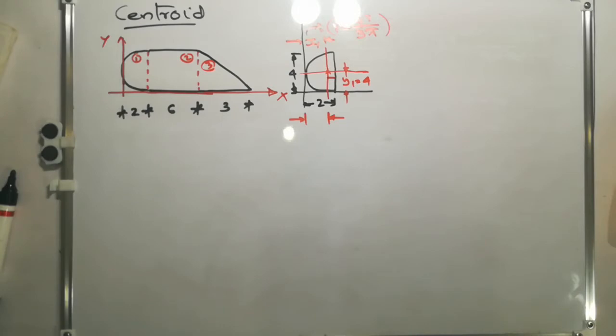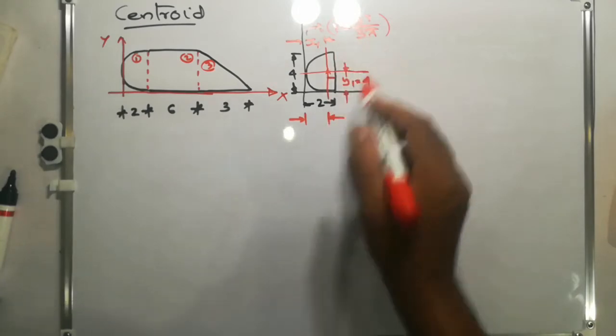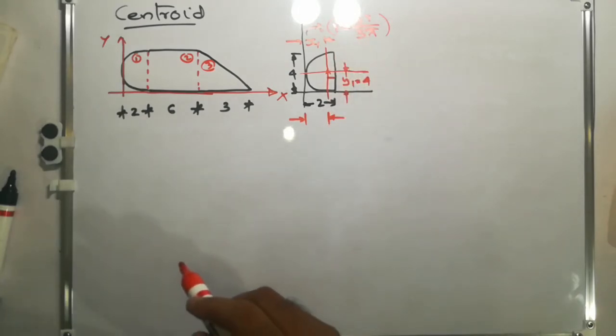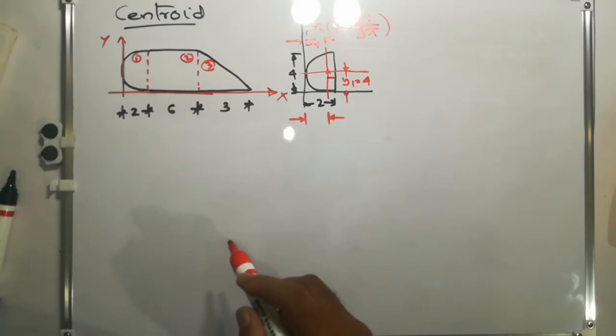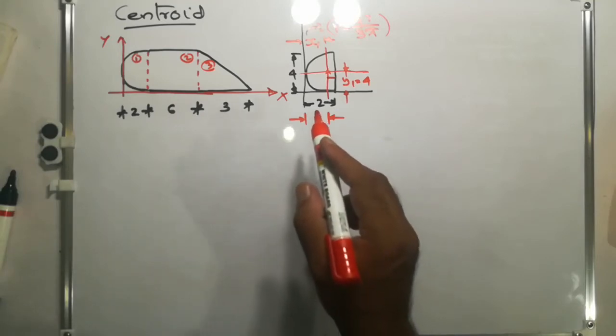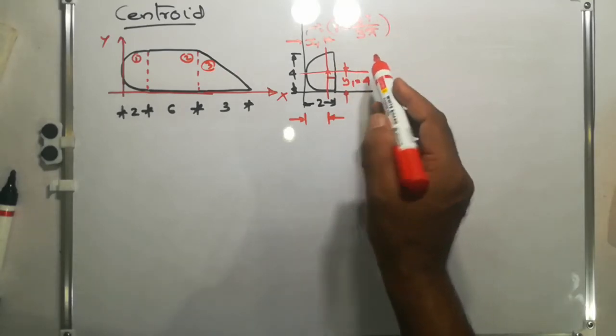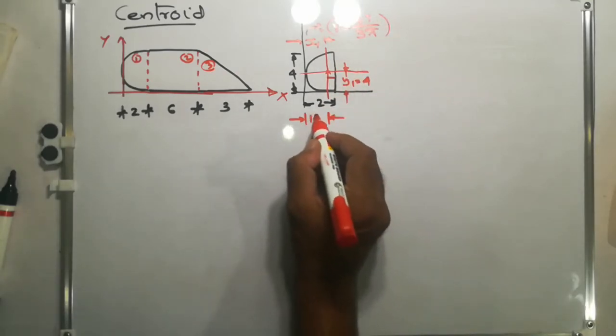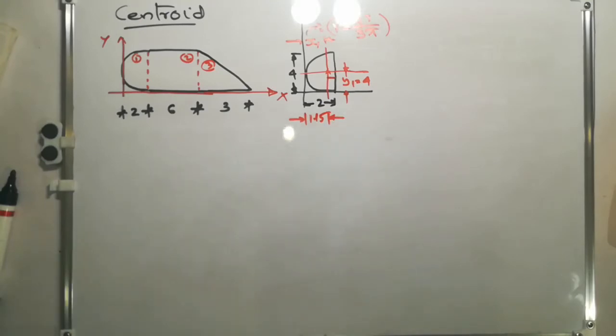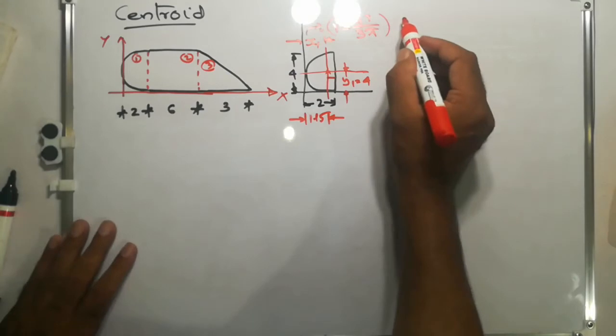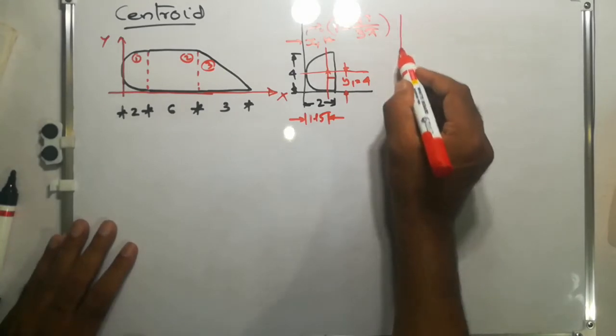Then what will be r minus 4r by 3 pi? It is 2 minus 4 into 2 by 3 pi. You will get it as 1.15 centimeters.